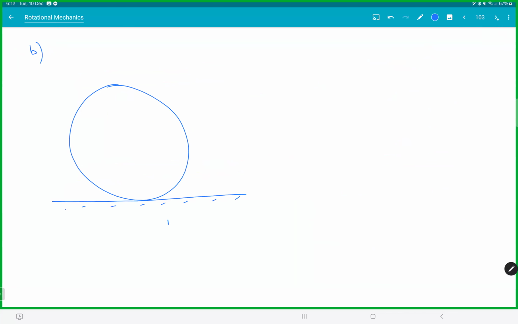This is the ground here. No slipping. Radius is 2 meters. This is point A and this is 60 degrees. This is going with 10 meters per second. Find VA.